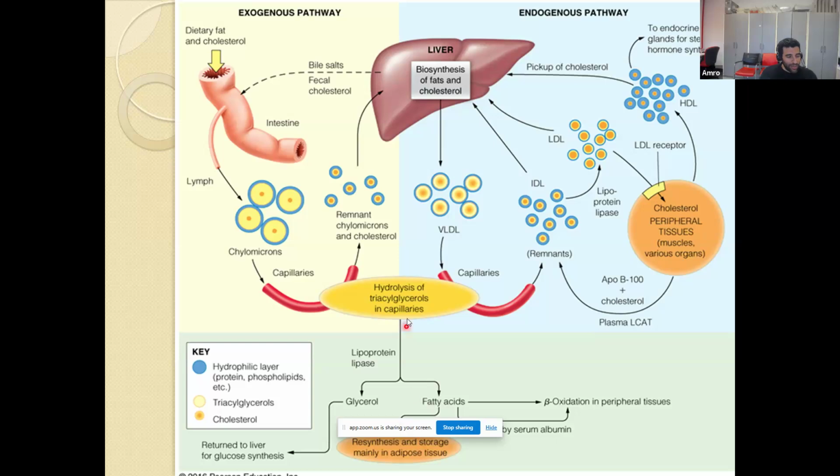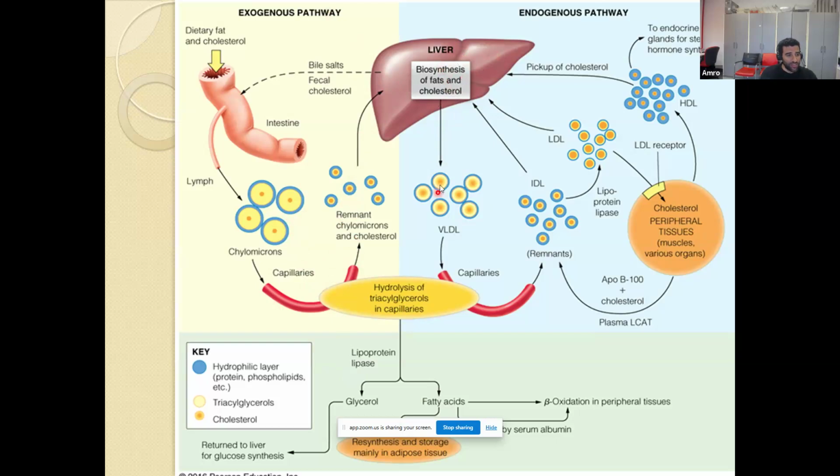Okay, so once the chylomicrons have undergone hydrolysis, what are you left with? These smaller chylomicron particles are left with predominantly cholesterol, because most of the triglyceride has been taken in. Cholesterol is just taken back into the liver. This is the exogenous pathway: what happens when we eat. The endogenous pathway on the right is what happens from the liver.